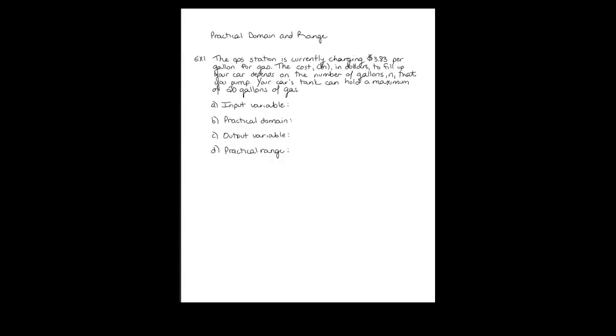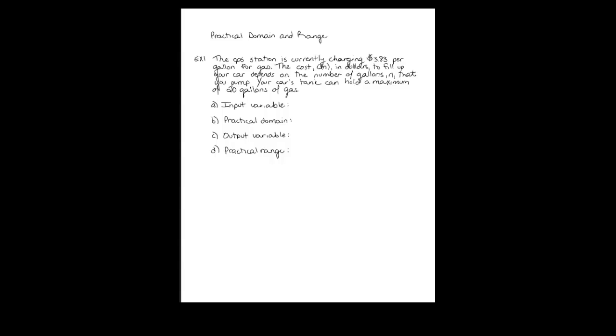In this section, we will be working with practical domain and range. Now, the practical domain of a function is the set of all values of the input variable that makes sense in a given situation. Practical domain, you're working with an application of a function. Practical range, same idea. The practical range of a function is the set of all possible values for the output variable that makes sense in a given situation. So when we're looking for practical domain and range, we're looking for the values that make sense.